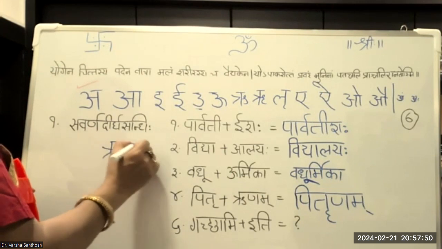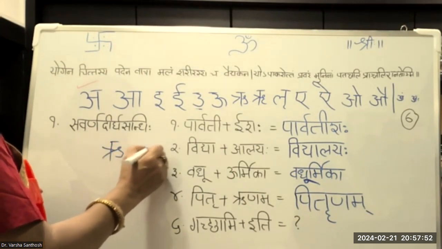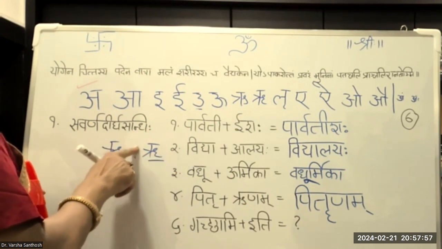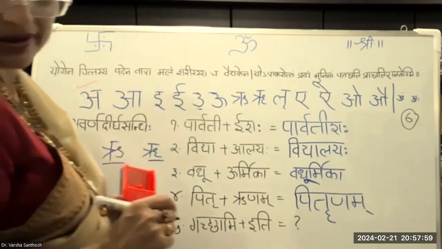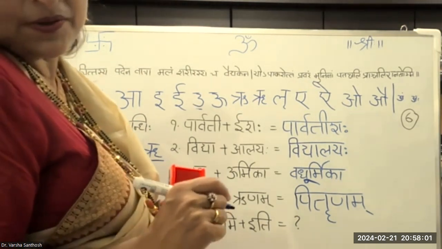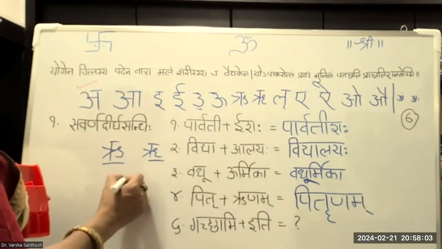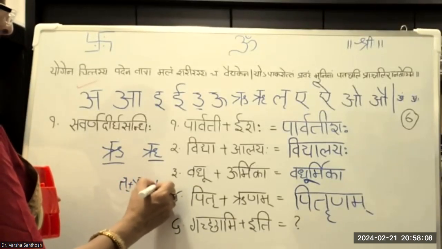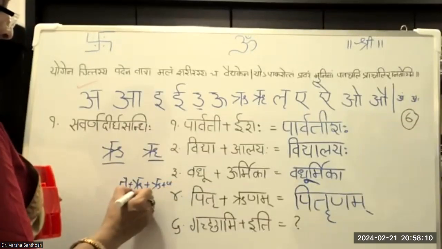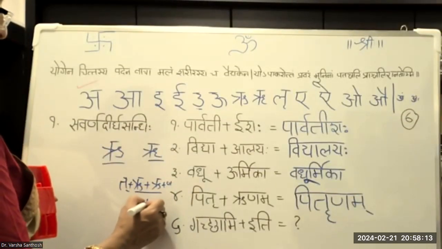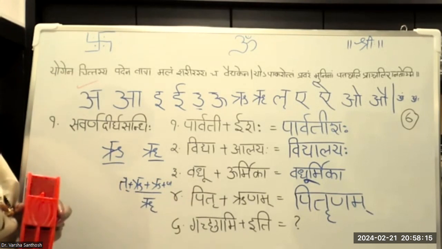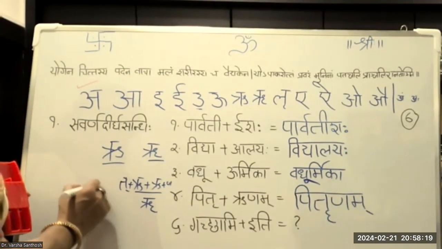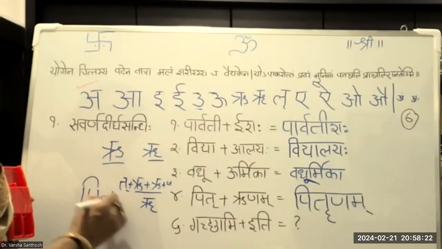So this ru and this ru, this is what we said: the short r and the long r. Pitru is t plus r. Runa is r plus n. R and r will join to form a long one. So Guruji, Pitru was like this.